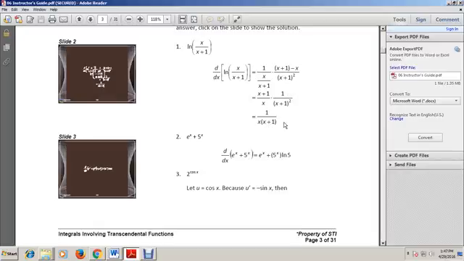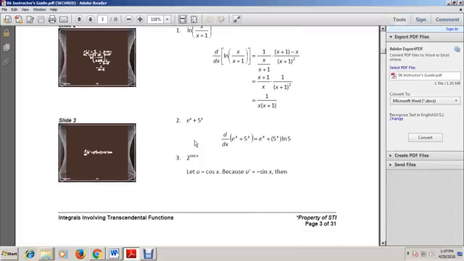Now remember, this part is simply a review of the basic derivatives of the natural logarithmic function and the exponential function. Later on, we will be reversing this process using integrals, so it is worth reviewing this portion in your previous course on differential calculus. Okay, so next, number 2, we have e raised to x plus 5 raised to x.